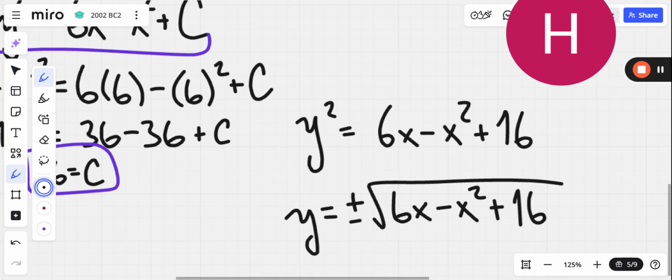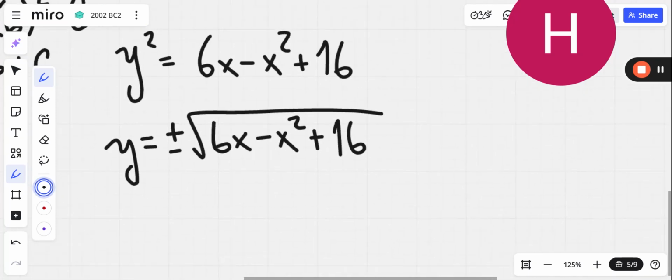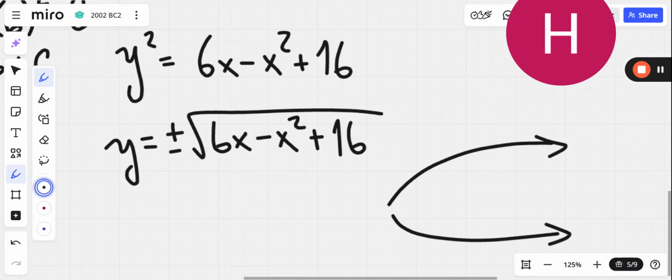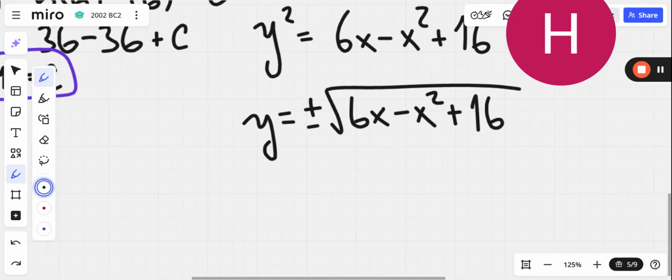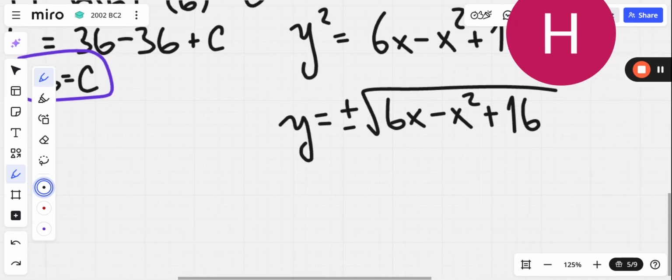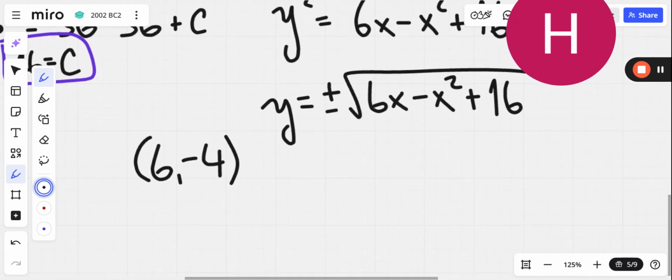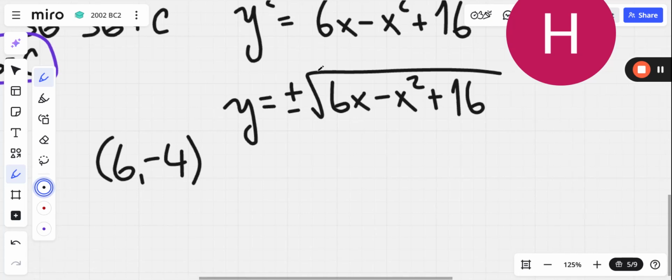So which one is it? If we're saying that this is a function, it can only be one of them. Because of course one square root is going to go something like that, and the other square root is going to go something like that. We can't have them both represented, otherwise this is no longer a function. Well, remember, our initial condition says that we have the point 6 comma negative 4. The square root is only going to give you a positive number, so this has to be the negative square root.